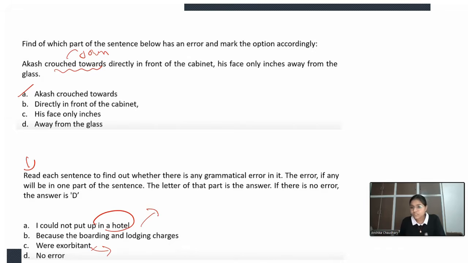As hotel is a particular location, we will be using at a hotel. I could not put up at a hotel will be the correct answer, not in, because hotel is something more specific, a specific location, and for referring to a location, we use at.